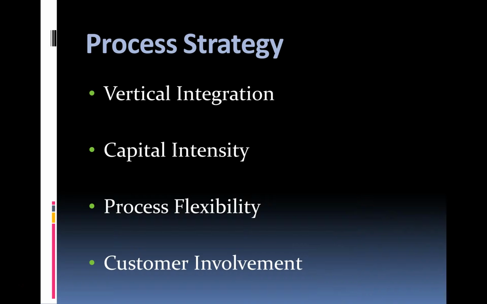The next step is determining a process strategy. Vertical integration is the extent to which firms will produce inputs and control outputs of each stage of the production process. Capital intensity is a mix of capital and labor resources used in production processes. Process flexibility is the ease with which resources can be adjusted in response to changes in demand, technology, products, services, and resource availability. Customer involvement is the role of customers in the production process.